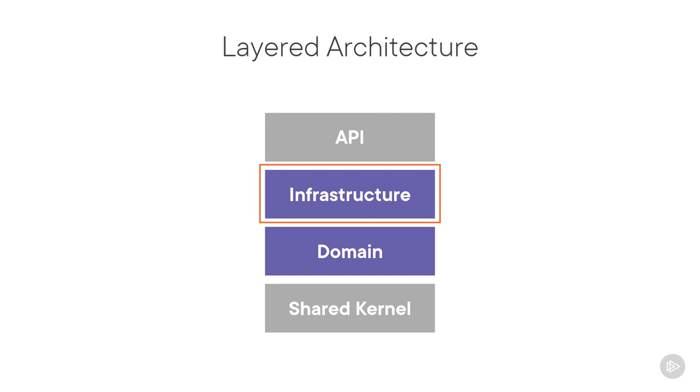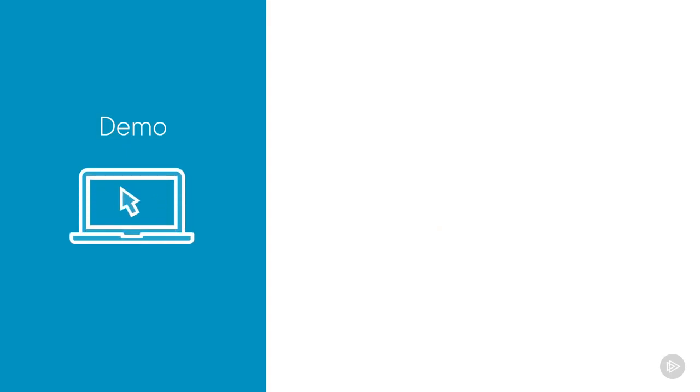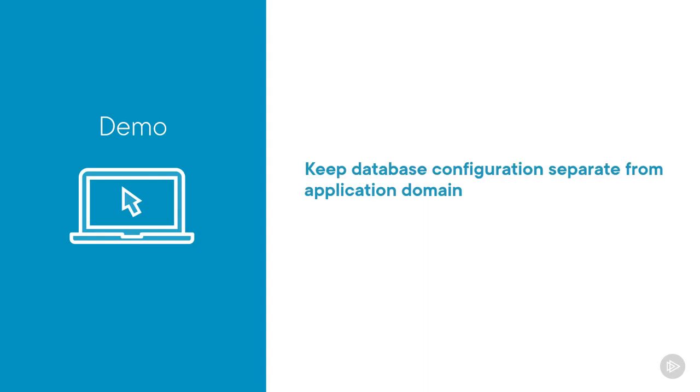Now Carlos is setting up the GloboTicket infrastructure project. This project rests on top of the domain project and brings in storage concerns. As he does so, he will follow a couple of best practices. He will keep the database configuration separate from the application domain, and he will keep migrations separate from the model. These practices are focused on separation of concerns.